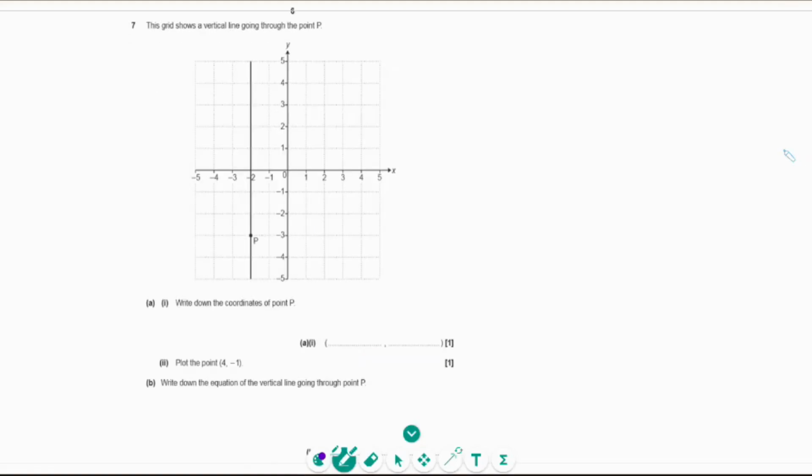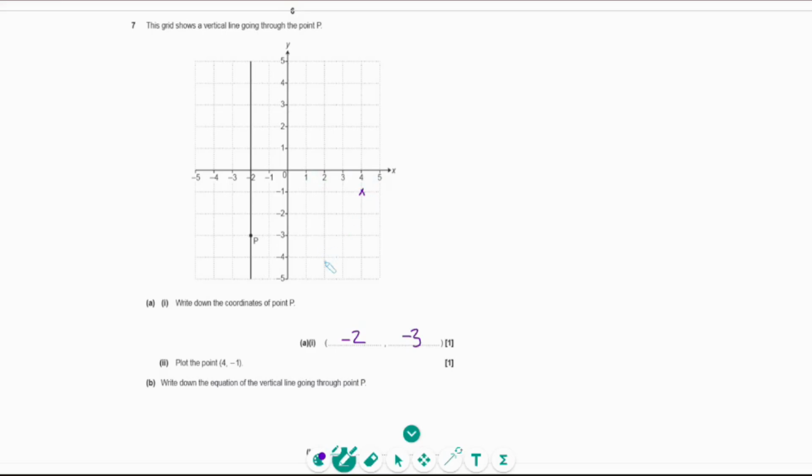Number 7, this grid shows a vertical line going through the point P. Write down the coordinates of point P. So x is -2, y is -3. So -2, -3. It's always x and then y. Go along to -2, down to -3. Plot the point 4, -1 on the grid. So we need to go across to 4, down to -1.